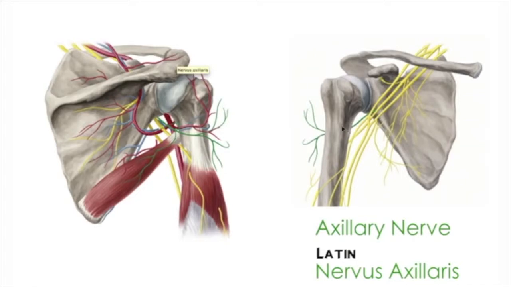But I don't want to go into details. I will do a tutorial on the brachial plexus later on. But this is just to know that the axillary nerve also carries fibers from C5 and C6.